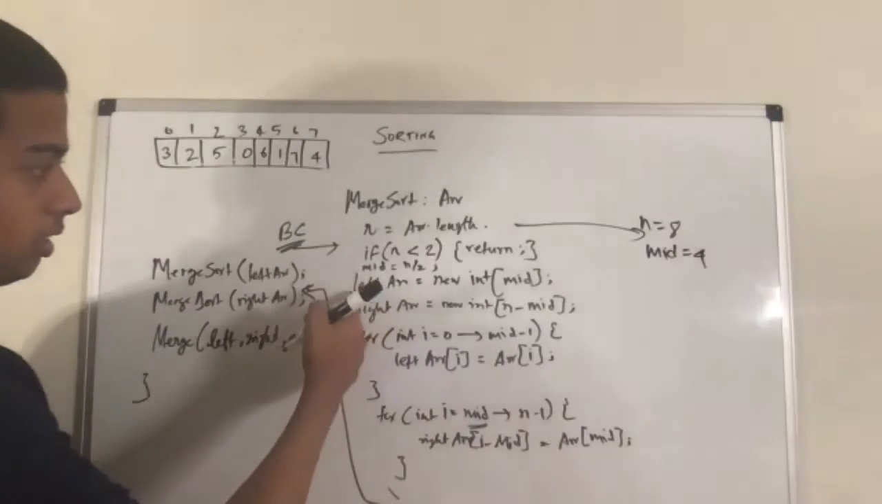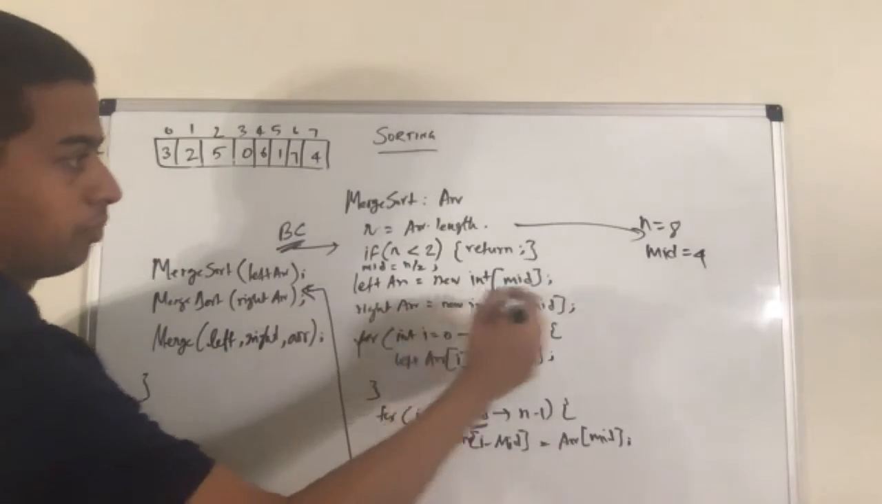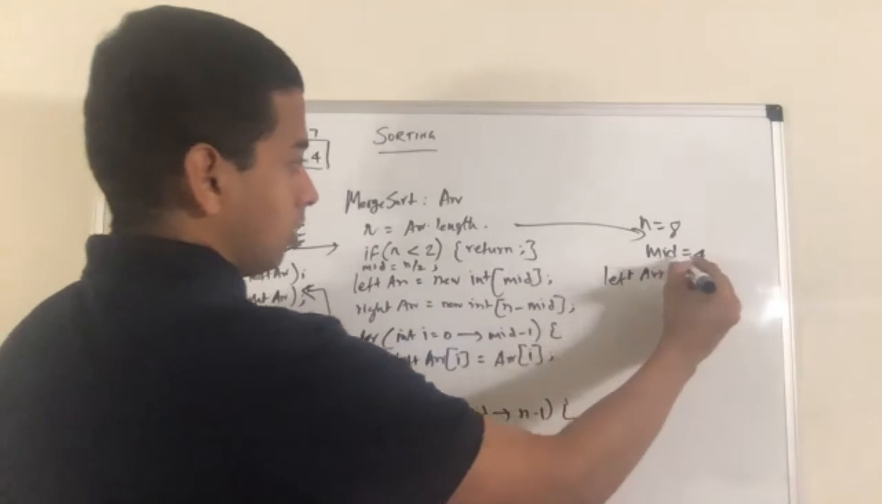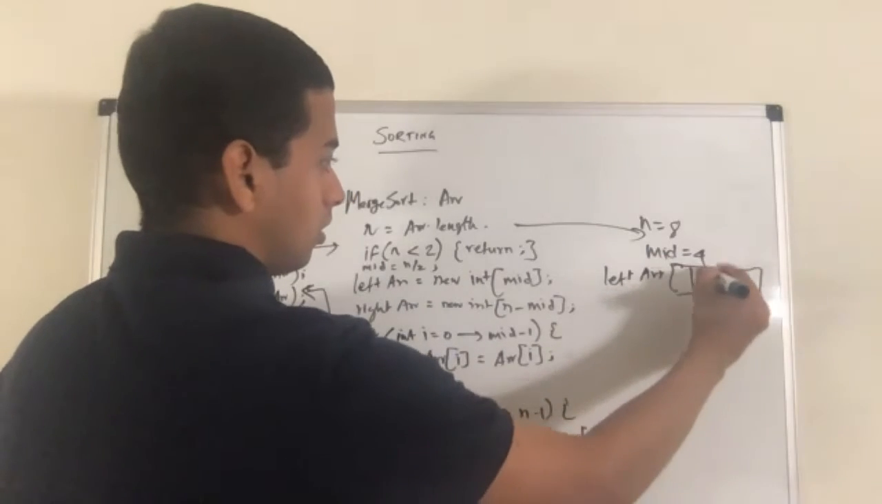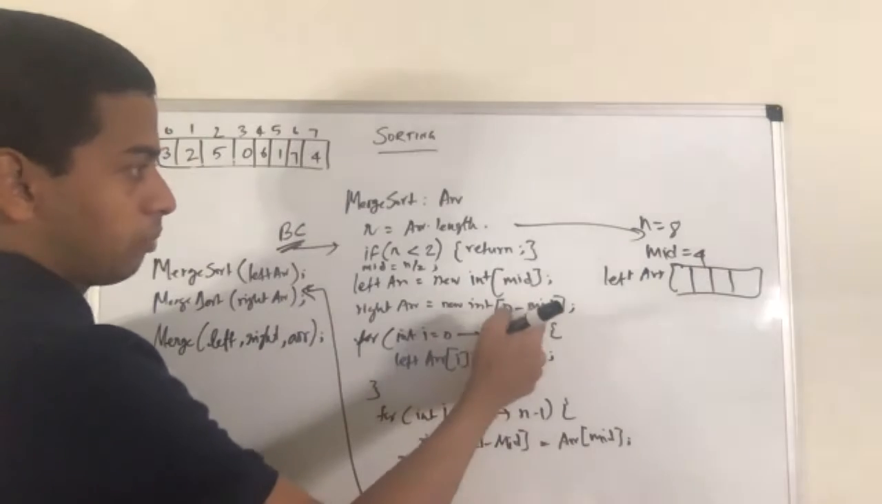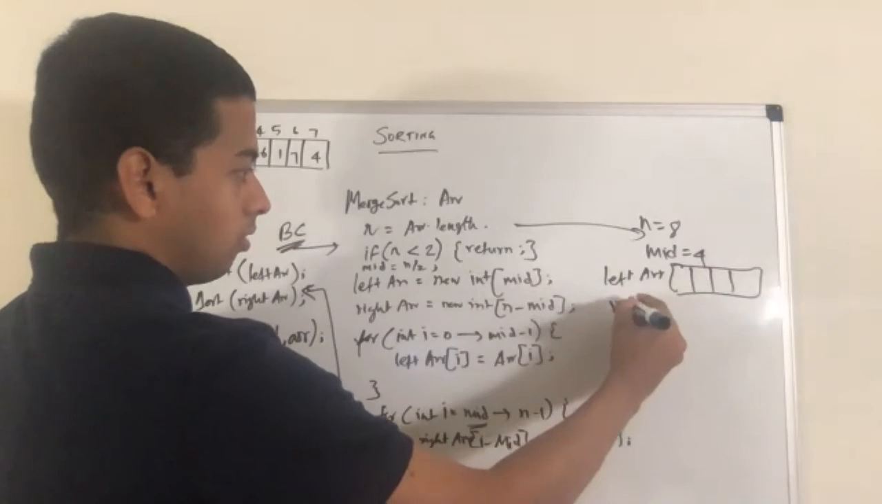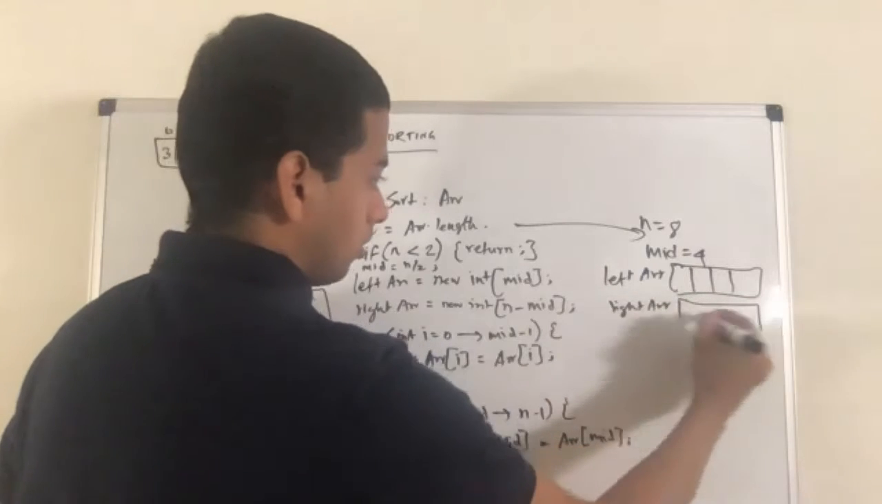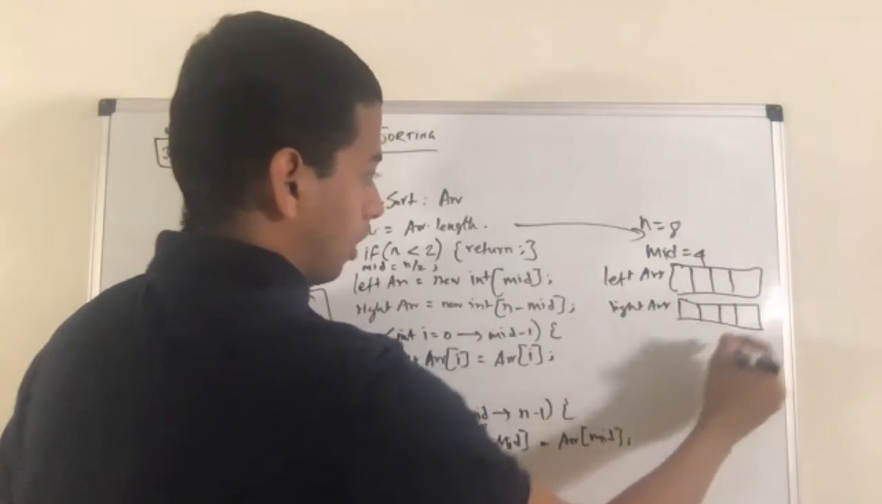So we know mid. So what will be the left array size? Int of mid. So the left array will be 4 elements. What will be the right array? N minus mid. So 8 minus mid is also 4. So it will have 4 elements.